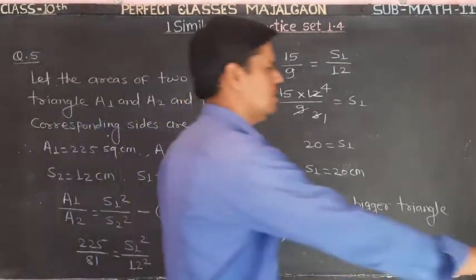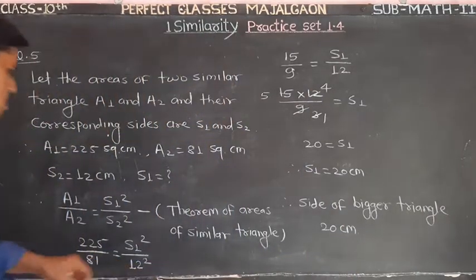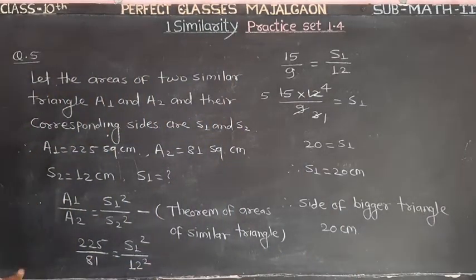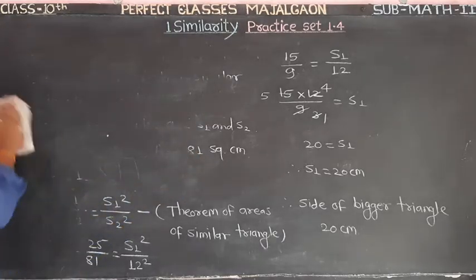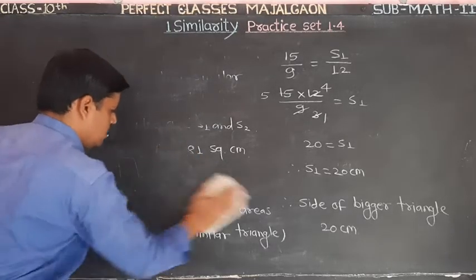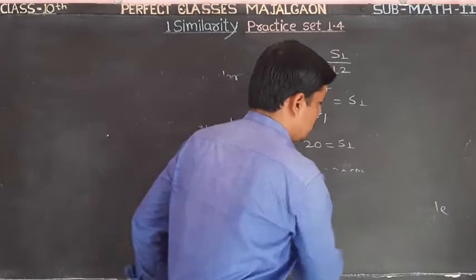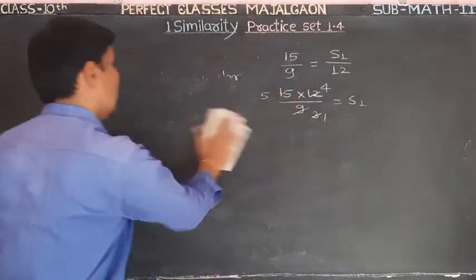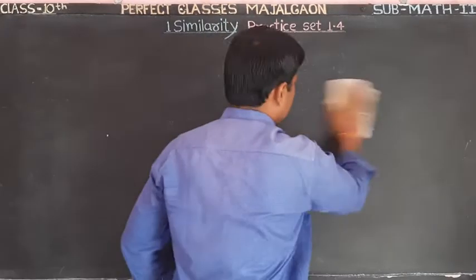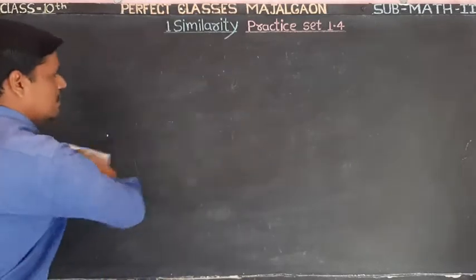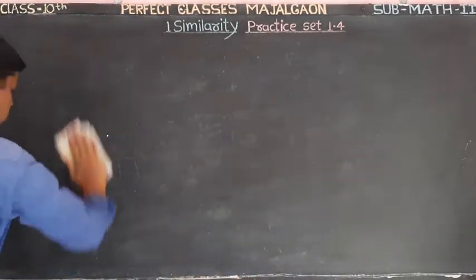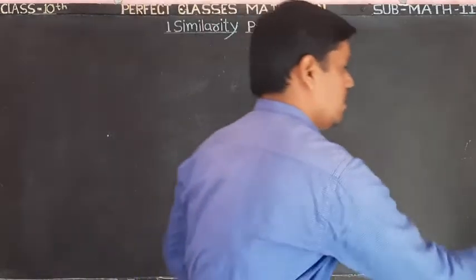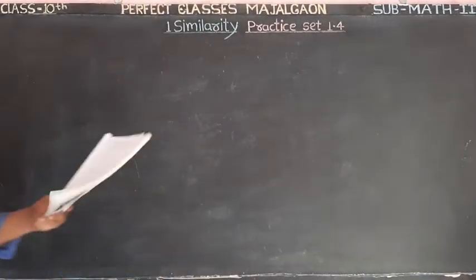Now we see question number 6. All questions we complete here in this video. Only if you remember the theorem of areas of similar triangles can you solve all examples in this practice set. Now we see question number 6.